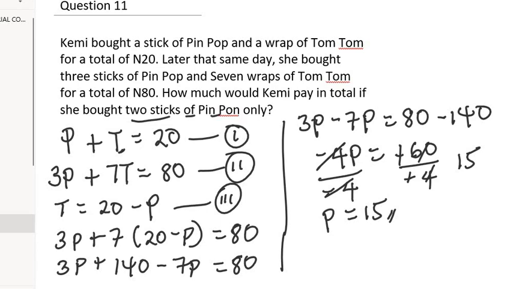The question says, how much would Kemi pay in total if she bought 2 sticks of ping pong? Remember, p represents ping pong. The price of 1 ping pong is 15. 2 sticks, 2p, will give us 2 times 15. And the final answer will be 30 naira.